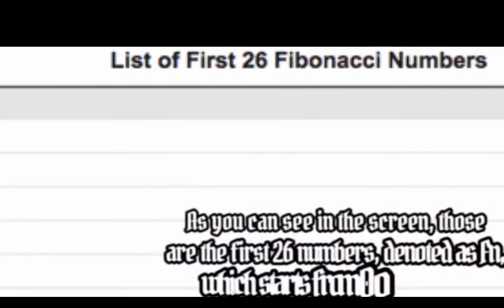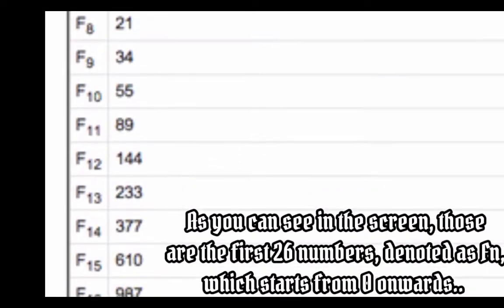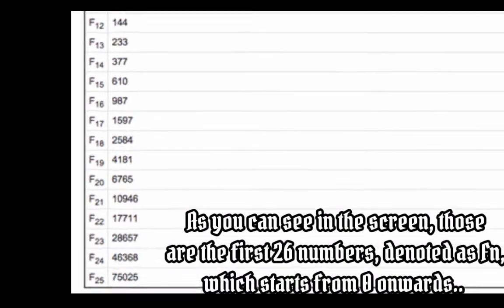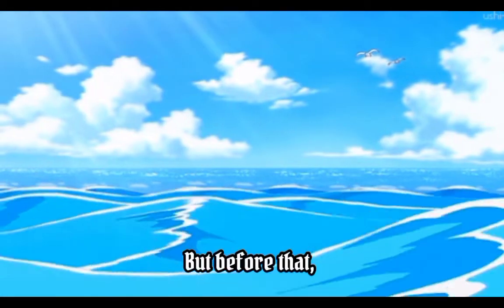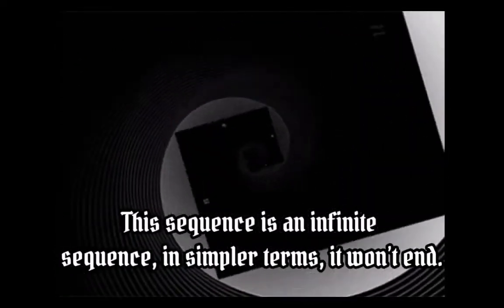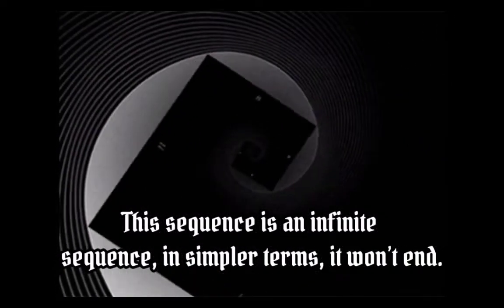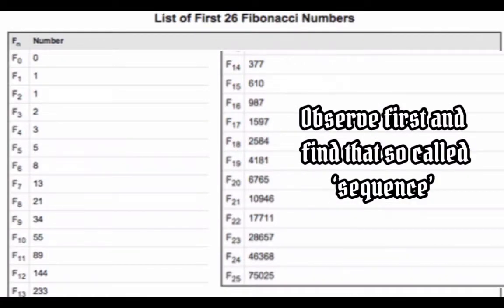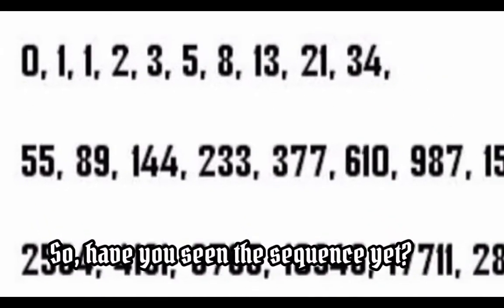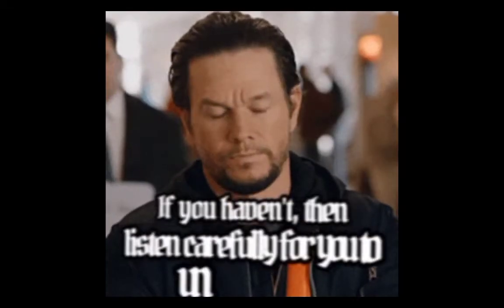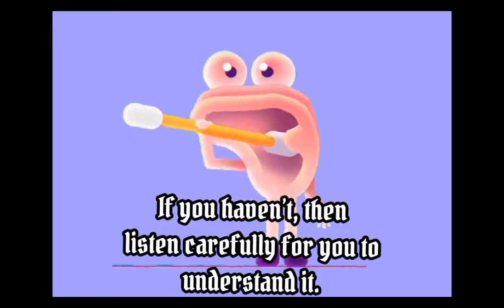As you can see on the screen, those are the first 26 numbers, denoted as f sub n, which starts from 0 onwards. But before that, did you know this sequence is an infinite sequence? In simpler terms, it won't end. So back to the topic. Observe first and find that so-called sequence. So, have you seen the sequence yet? If you haven't, then listen carefully for you to understand it.